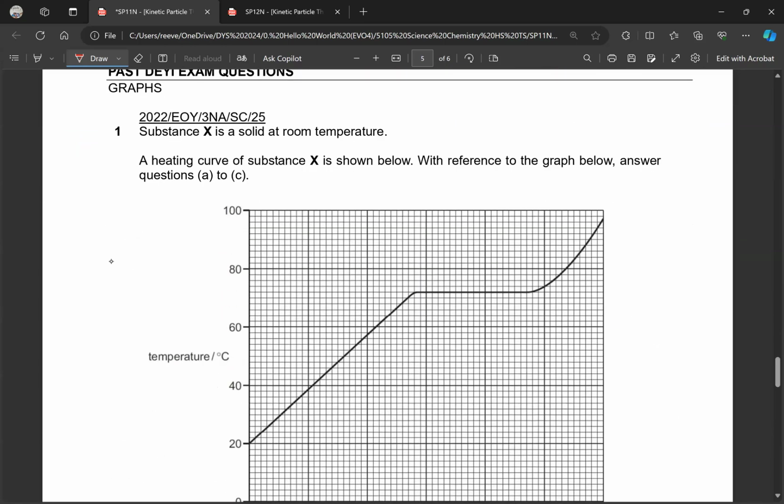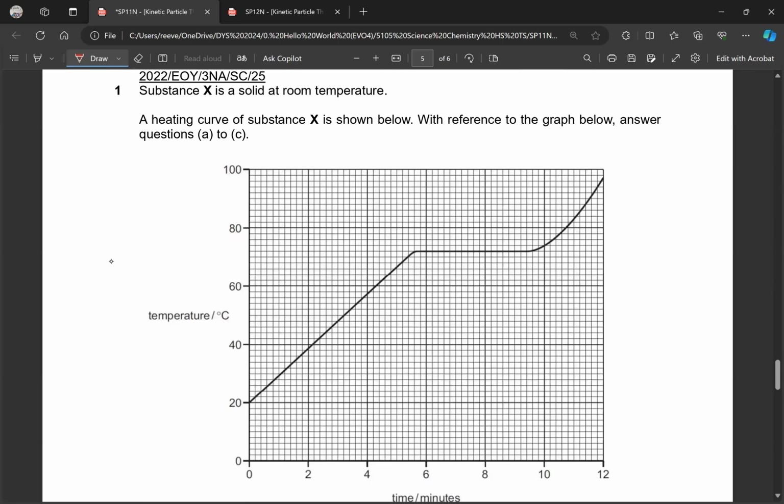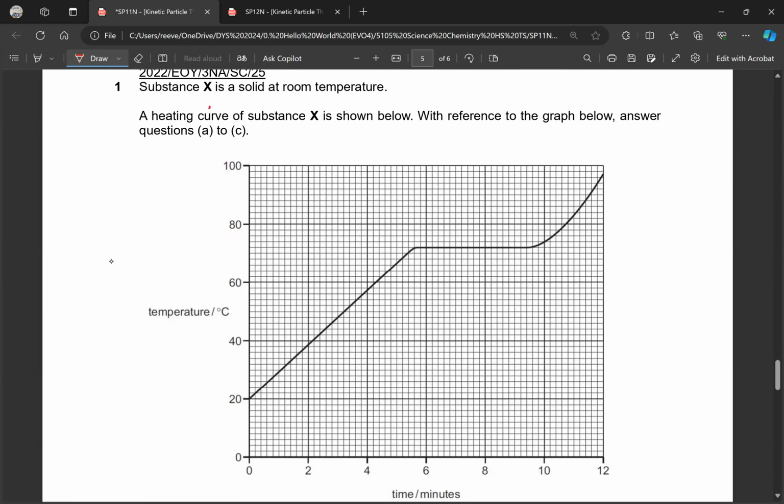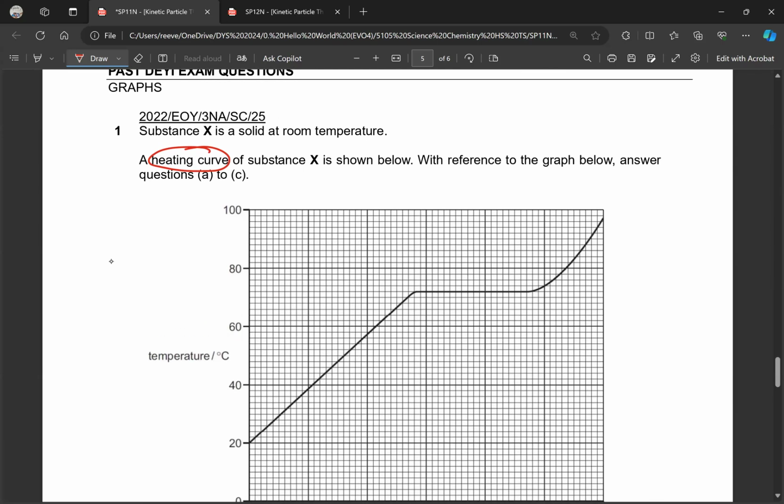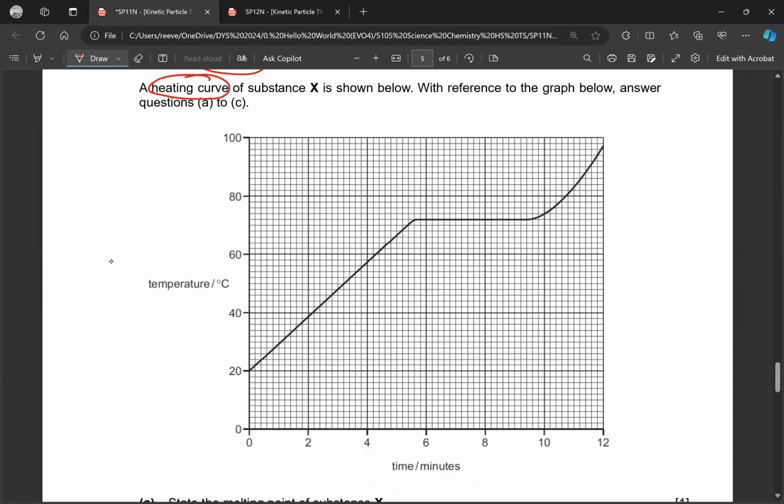Okay, let's look at the exam question. Here is substance X. This was two years ago, the question for prelim. They tell you it's a heating curve. Even if they never tell you, you also know it's a heating curve because you see the temperature going up, you are heating it. So it's called a heating curve. Okay. Next important thing, you must read. I start with a solid. Must read. If you forget this one, you'll hate it. So you go and indicate, I start with a solid.